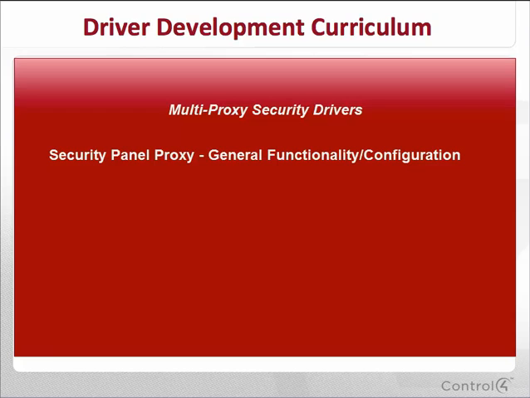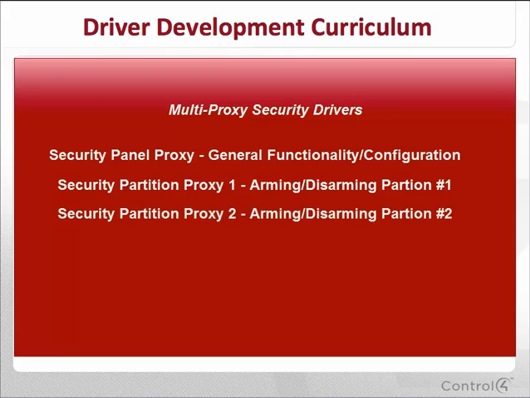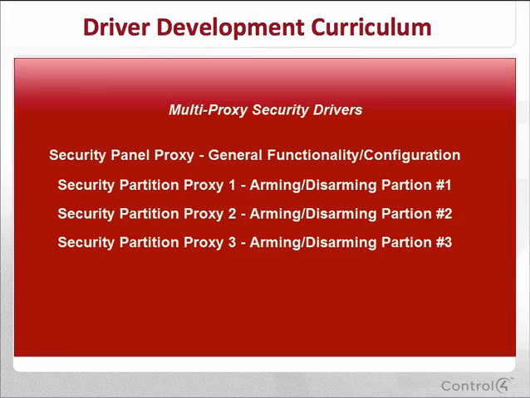In addition to the main security panel, one security partition proxy is added for each partition that the panel could potentially support. The security partition proxy is used to handle partition-level functionality like arming, disarming, emergency, messaging, and zone membership. Typically, for residential projects, the most common use case would be for the home to have only one partition configured on the panel. This means that there may be partitions added to the project which are not necessarily active.